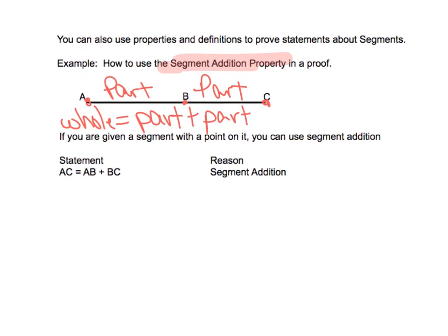So when you're looking at your diagram, if you are given a segment with a point on it and you don't know where that point is on the segment, you can just add the 2 pieces together. So we can say that AC, the whole thing, equals the sum of its parts, AB plus BC. And the reason that we can do that, kind of like the addition property where we added the same thing to both sides, is called segment addition. That basically says I'm taking 2 pieces of a segment and adding them together to get the whole.